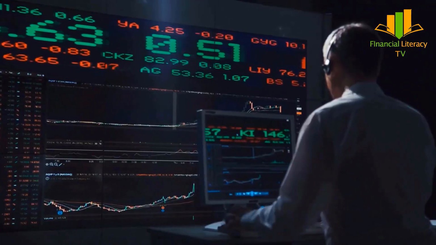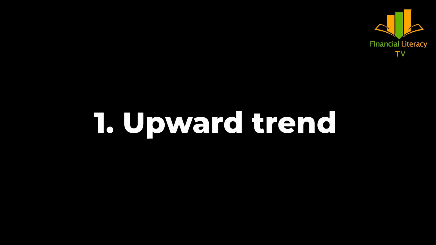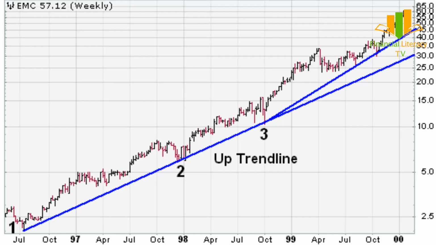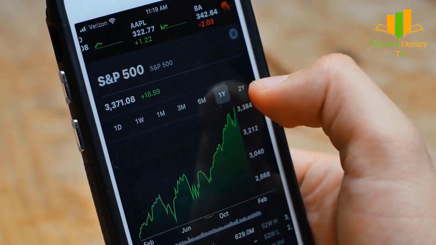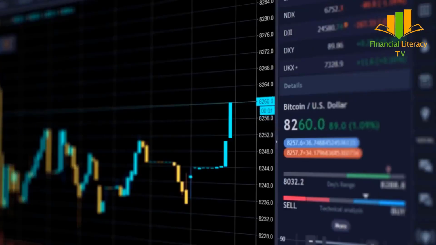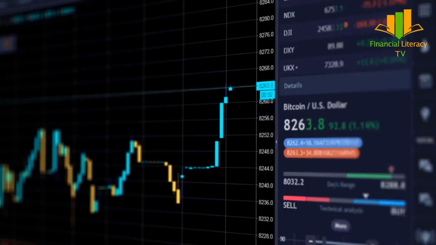There are mainly three types of trends in the market. Upward trend. An upward trend refers to the price movements of a market in an upward direction. The upward trend line is connected with higher highs and higher lows. The trend line continuously going upward is called higher highs. And the trend line that is higher than the previous lows is called higher lows.